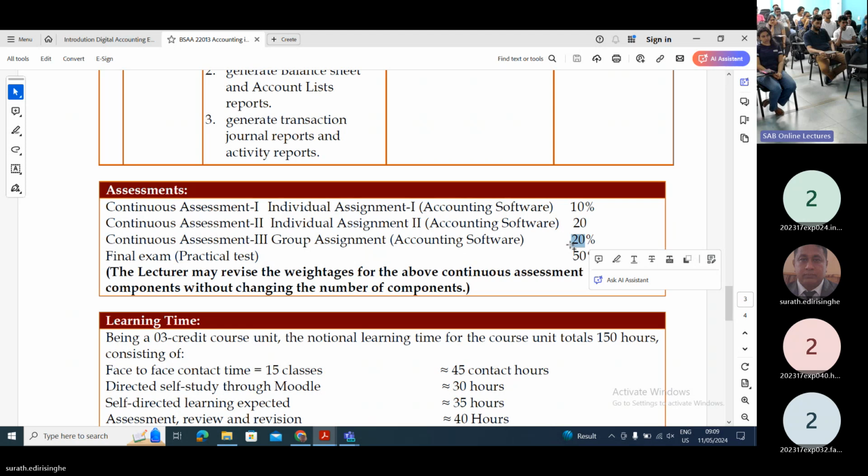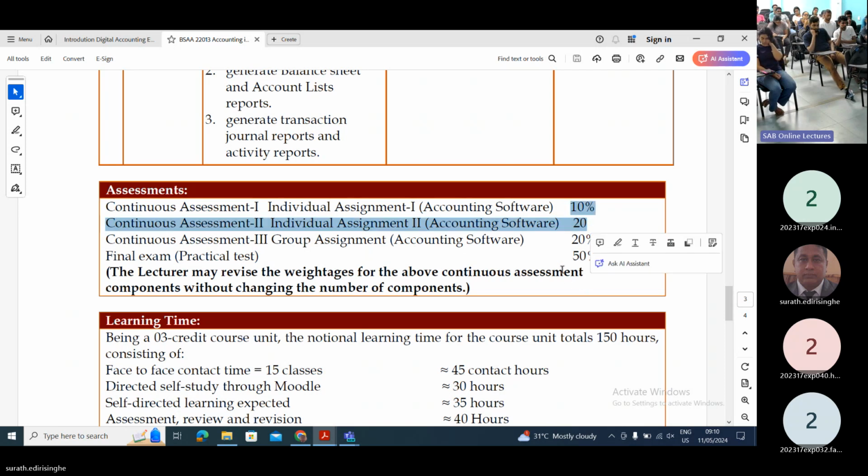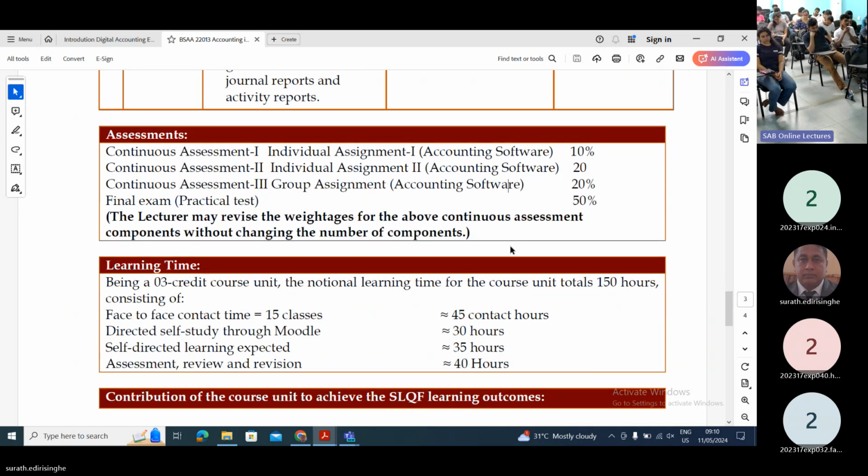Now it is fair because of the group activity. You can get more marks from the group activity, so I'll increase from 20 marks to 25%. And individual, not 2 assessments, only 1 assessment at 25%. But anyhow, the final examination 50% we can't change. According to the SLB requirement, we have to maintain the final exam at 50%.